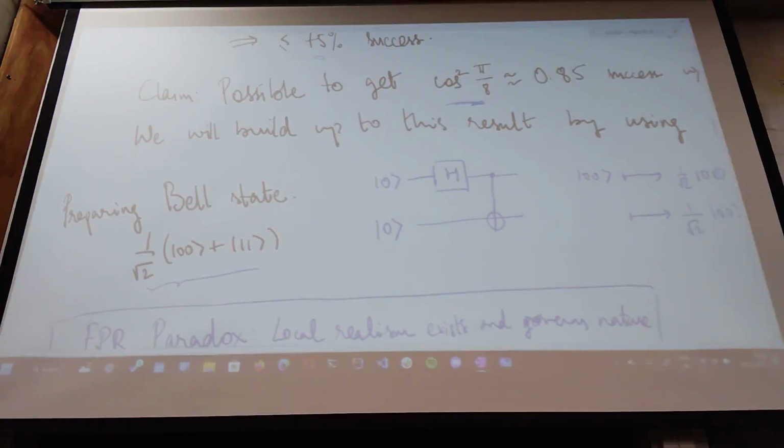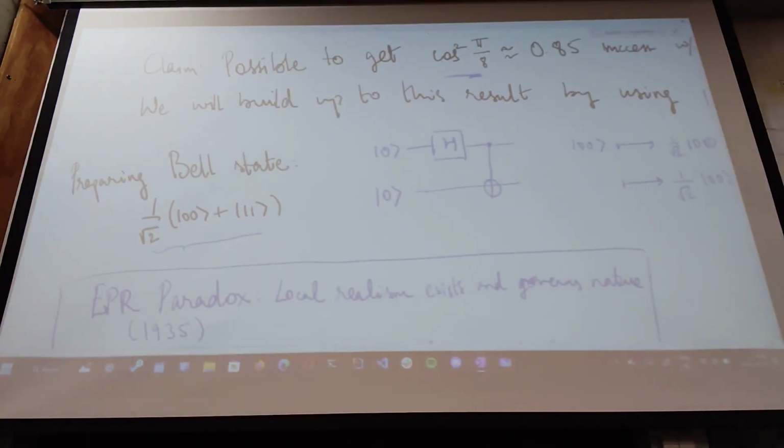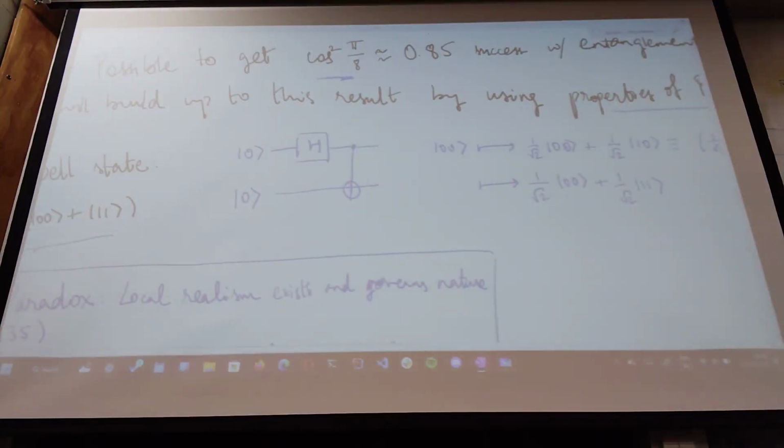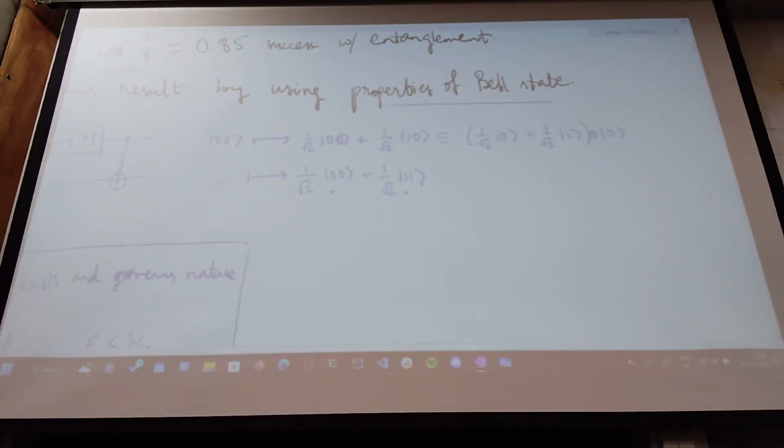Now, in the 1930s, Einstein, Podolsky, and Rosen, three physicists, posited a paradox which said that local realism exists and governs nature. So basically, what they were saying is, if you measure the first qubit here, surely you need some time before it affects the second qubit here, right? Because, for example, if you measure the first qubit in the 0 state, the second qubit is automatically collapsed to the 0 state as well, based on what we've been looking at so far.